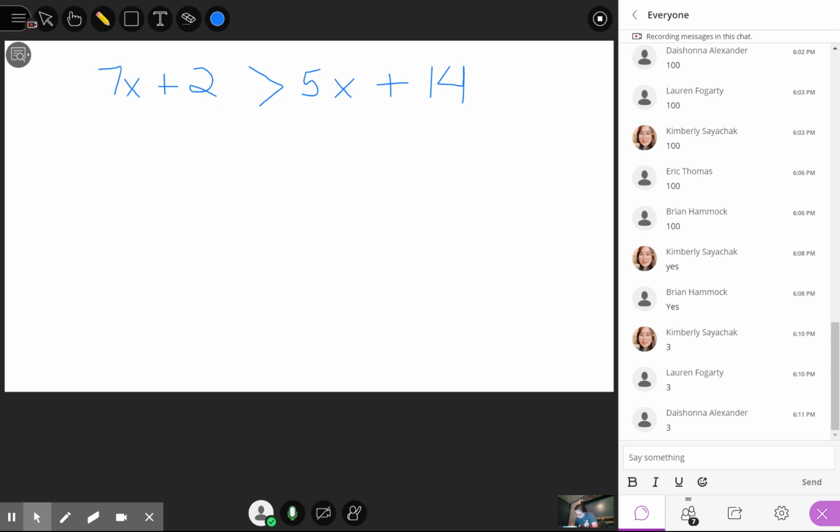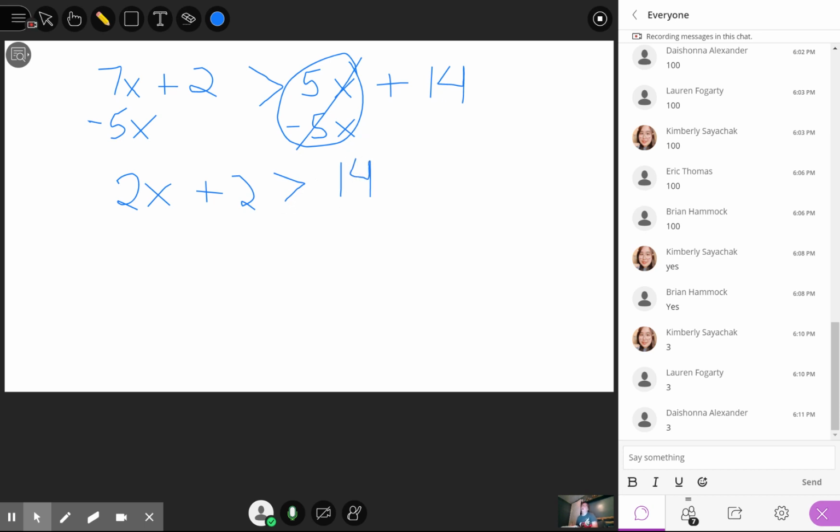Now, to solve an inequality, you start by just thinking of it as an equals sign. You want to collect all of your x's together and get your x's alone on one side. So we'll subtract 5x from both sides. We have a zero pair here. 5x minus 5x goes to 0. So we're left with 7x minus 5x is 2x. So we have 2x plus 2 is greater than 14.